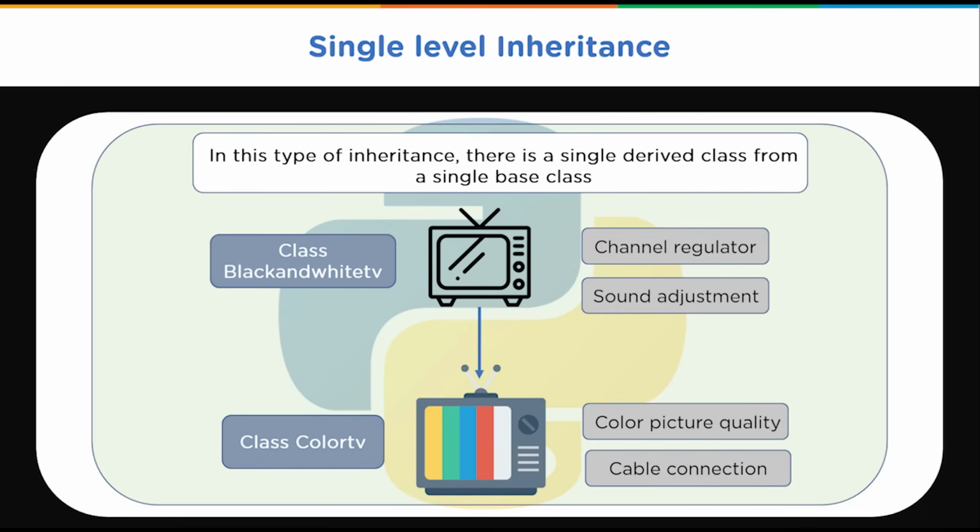Of course, a color TV also has a regulator and a sound adjustment, but on top of that, it also provides new features like color picture and cable connection. So what you understand from this is that the child inherits the basic properties from the parent class, but it also adds new additional features. The color TV does not need to rewrite the functionality of the regulator and the sound adjustment. It has inherited it.